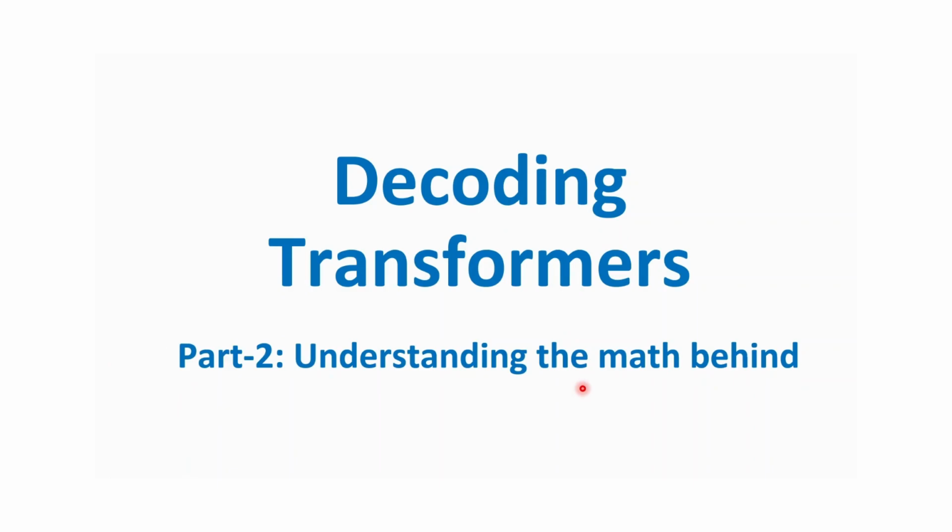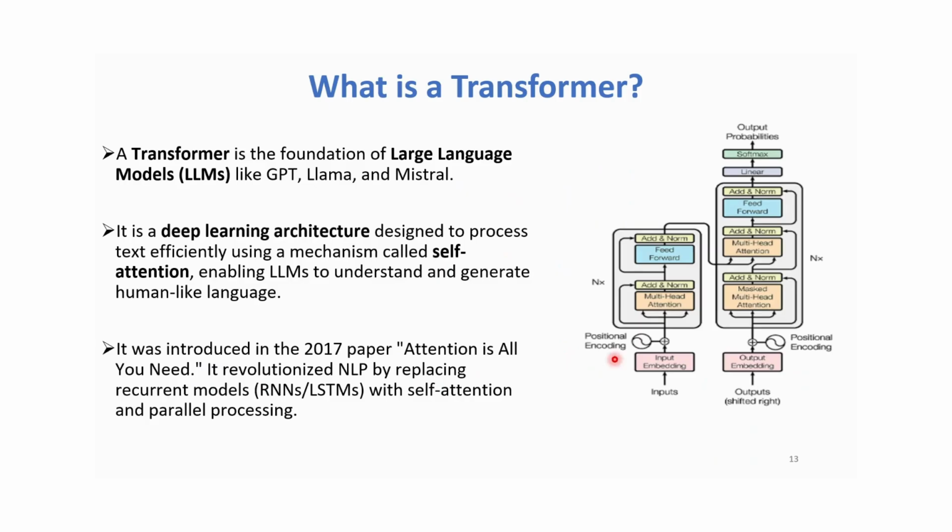In this part 2, we will understand the math behind the transformers, and how these transformers are capable of capturing the relationship between the words when a sentence is given to them. Okay, so I'm just revisiting the same slide as we saw in part 1. The transformer is the foundation of large language models, the core architecture on top of which the large language models are built.